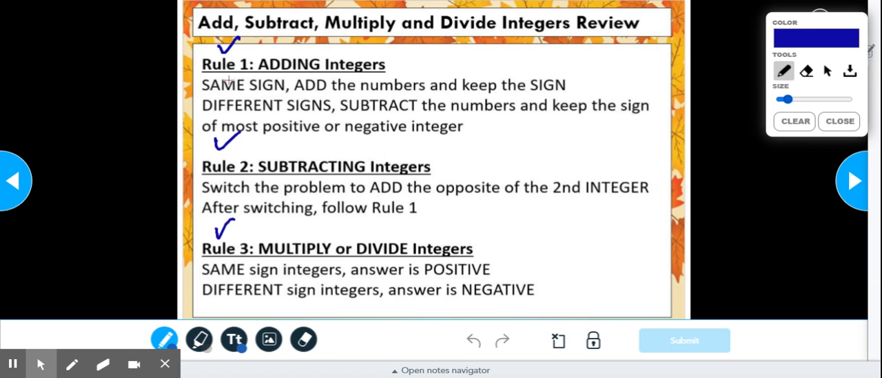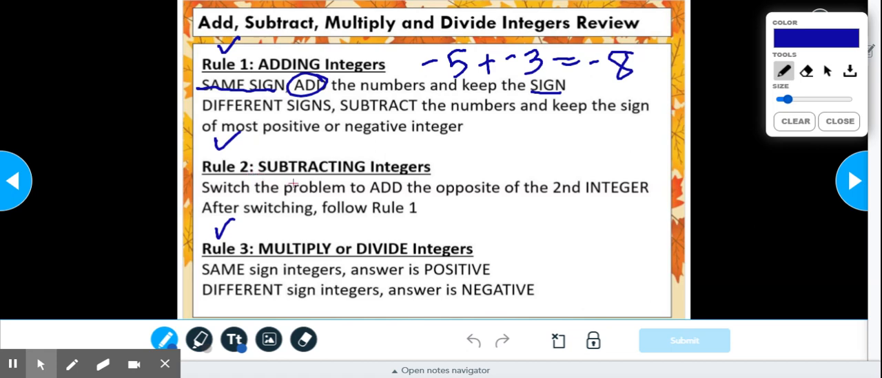When we're adding integers, if the integers have the same sign, for example, -5 plus -3, we're going to add the numbers and keep the sign. So 5 negatives and 3 negatives will give you 8 negatives.